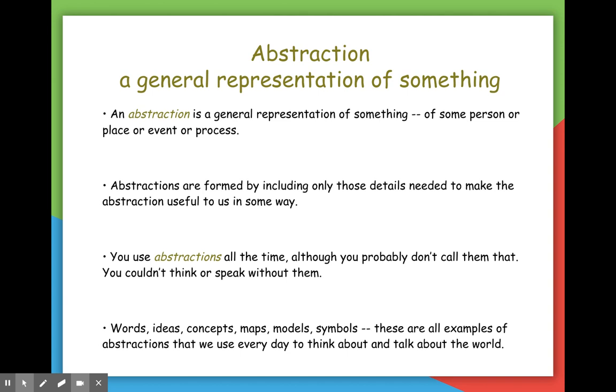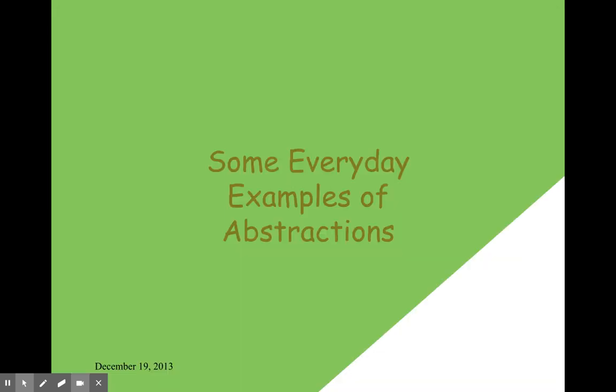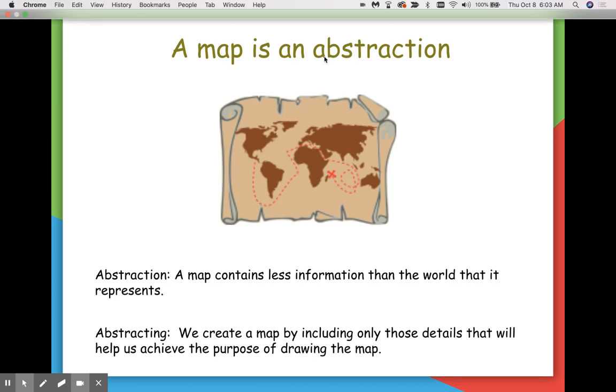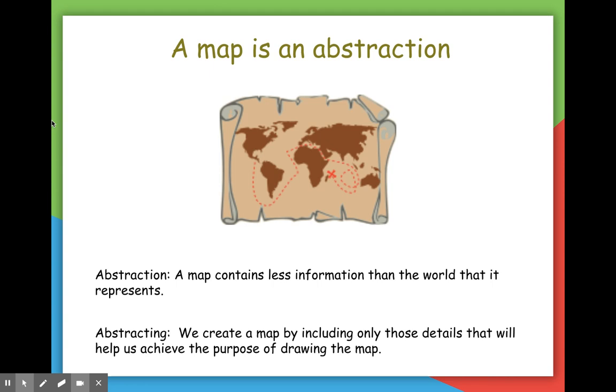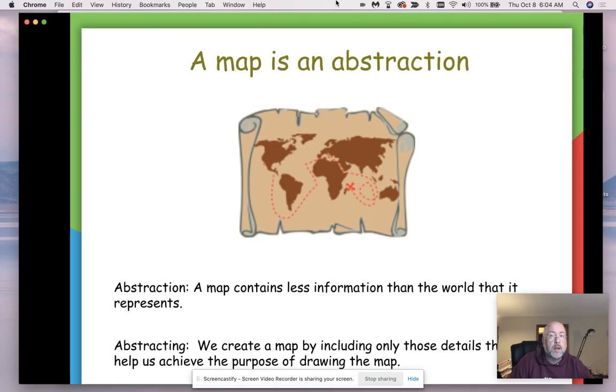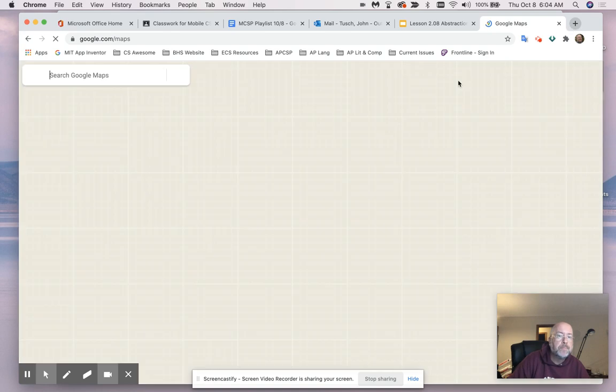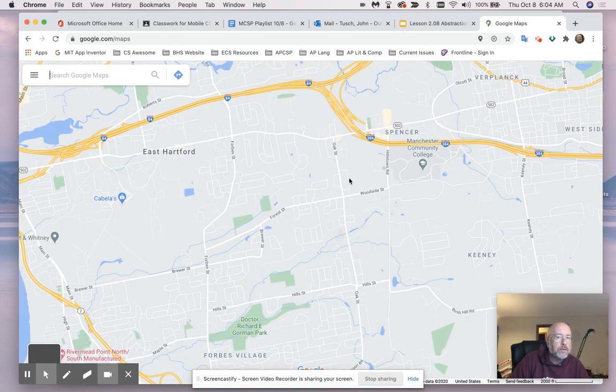Now, you use abstractions all the time. So let's talk about what those are. You just don't call them abstractions. So here's some everyday examples. The first is a map. Now, if you think about it, let's take a second and look at Google Maps, for example. Google Maps is not the actual person or the actual place. It's just a map, a description of something. Let's take a look at that right now, right? Maps.google.com. Now, this is an abstraction of the area.